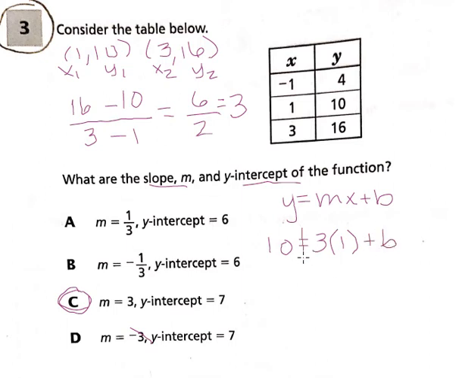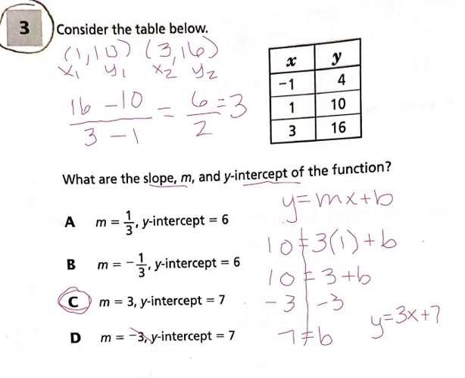So I'm going to continue to solve here. This is still going to be 10. 3 times 1 gives me 3 plus b. I'm solving for my y-intercept, so 10 minus 3 gives me 7. So I've got a y-intercept of 7. So if I were writing the equation, my slope of 3 would get attached to x, and then my y-intercept, which is positive, would be plus 7 along the back there.